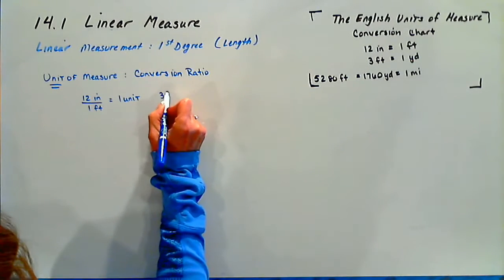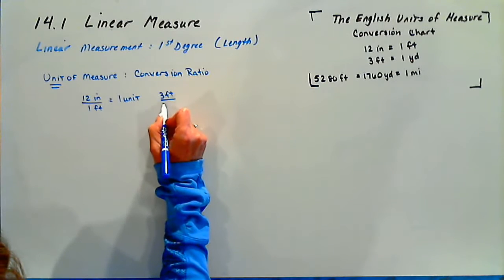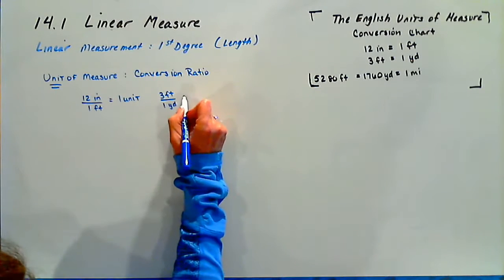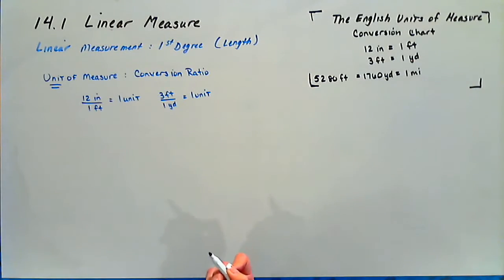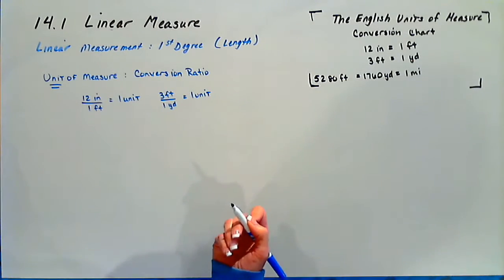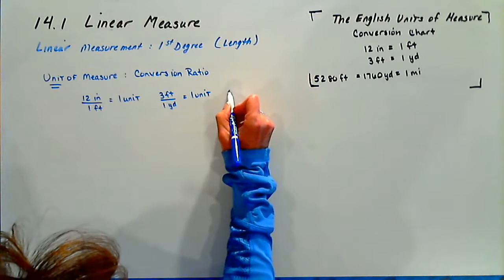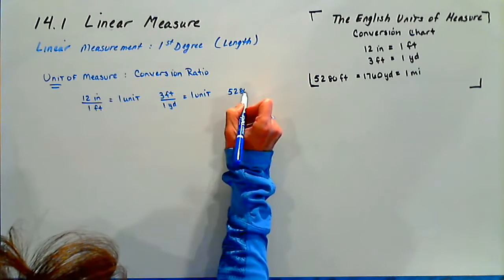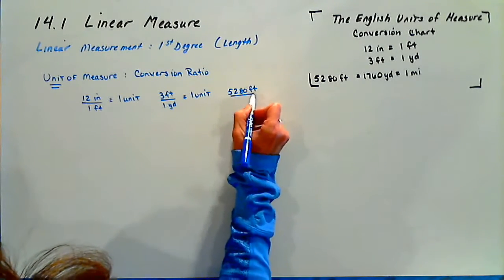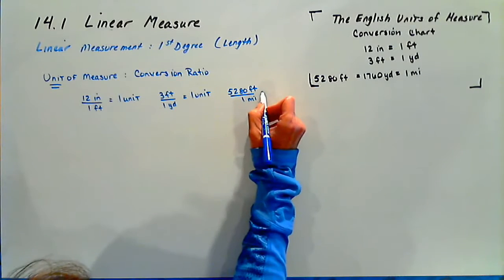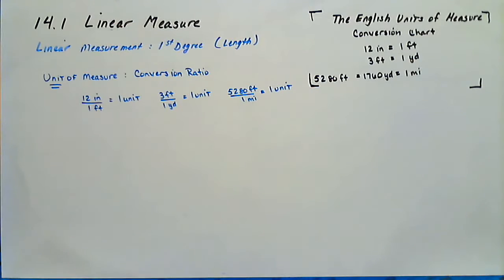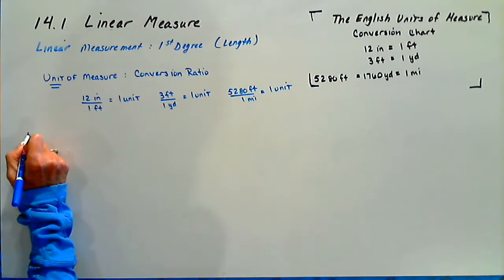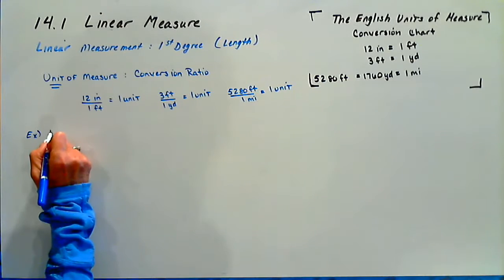We could say the same thing: 3 feet is the same as 1 yard. It's still 1 unit. We're just measuring it in either feet or yards. Similarly, we could say 5,280 feet is the same as 1 mile. So therefore, it's still a single unit of measurement. Okay? So how do we use this? Well, let's do a little conversion.